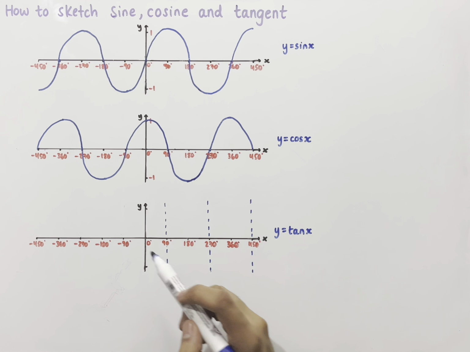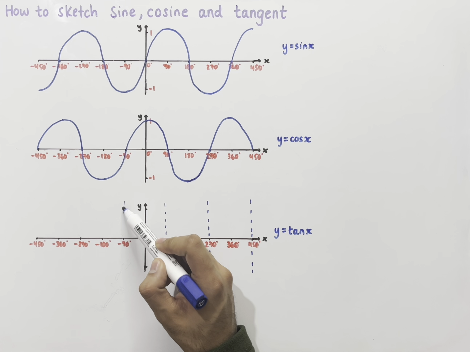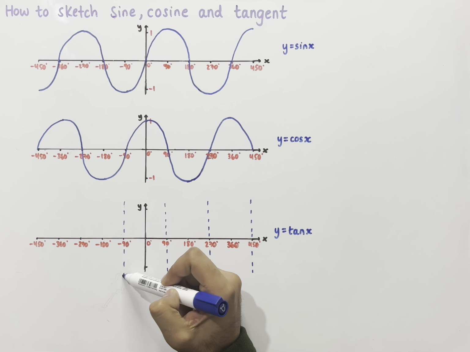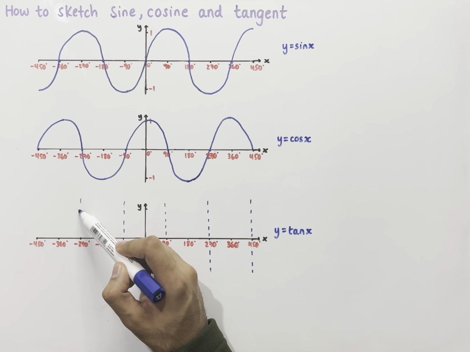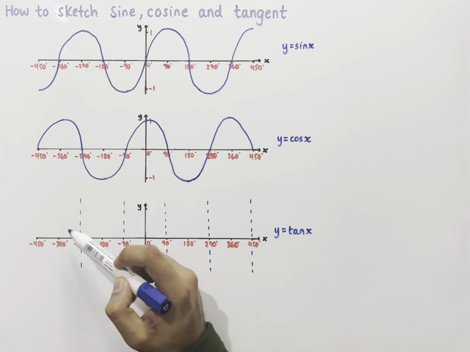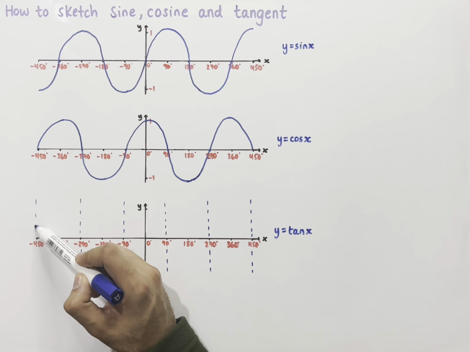Likewise, on the negative x-axis, we have an asymptote at minus 90 degrees. We have an asymptote at minus 270 degrees. And we also have an asymptote at minus 450 degrees.